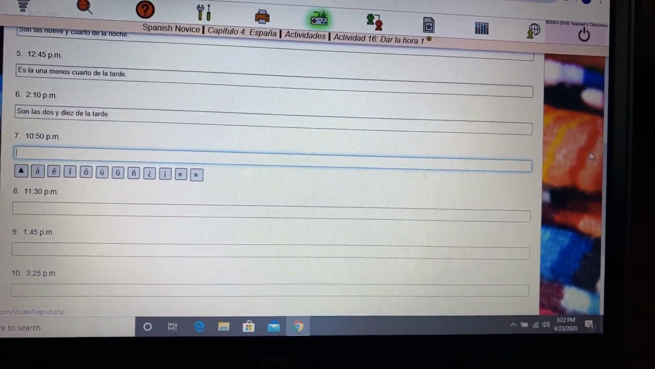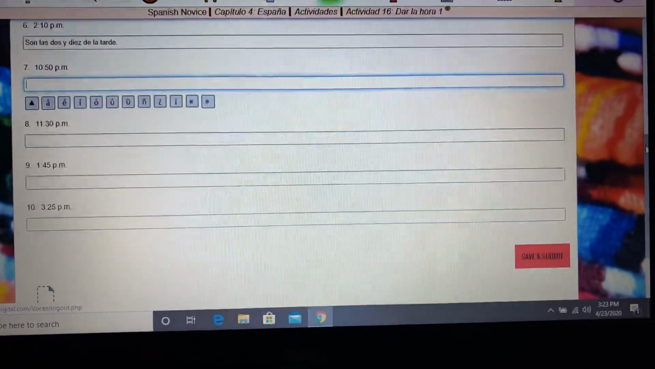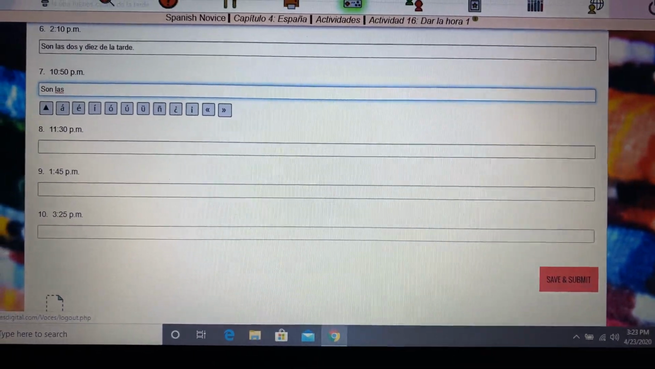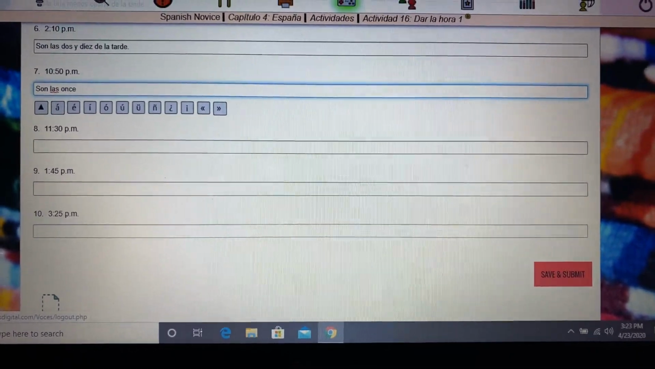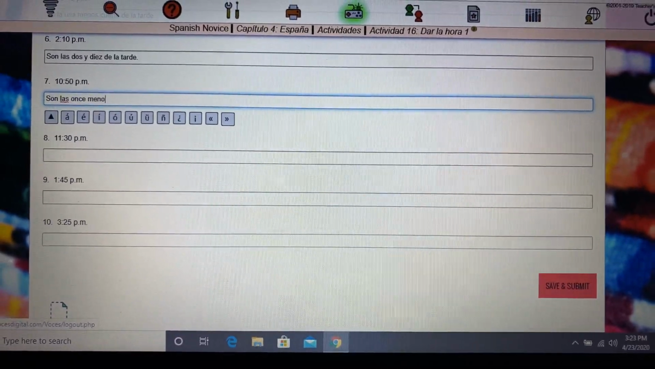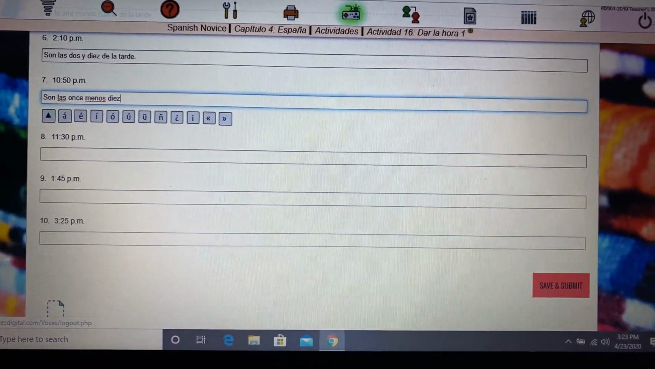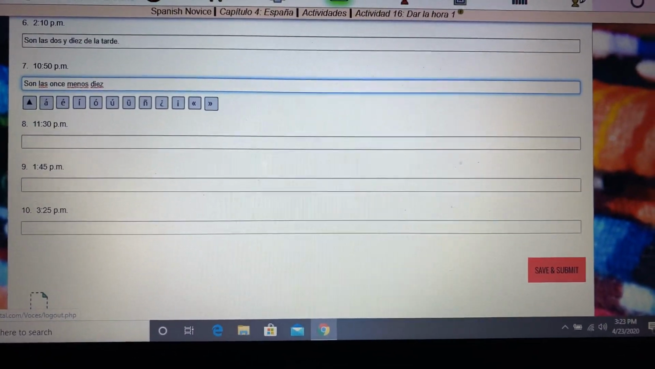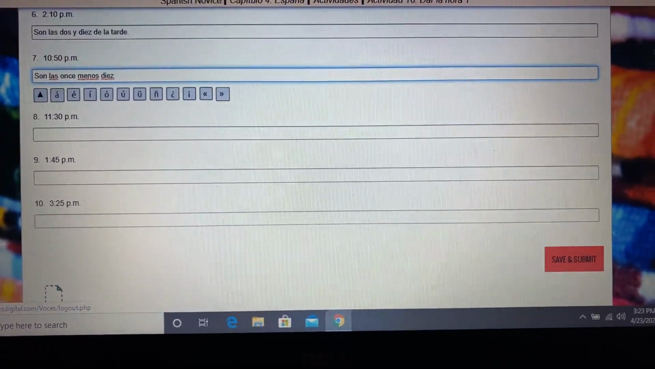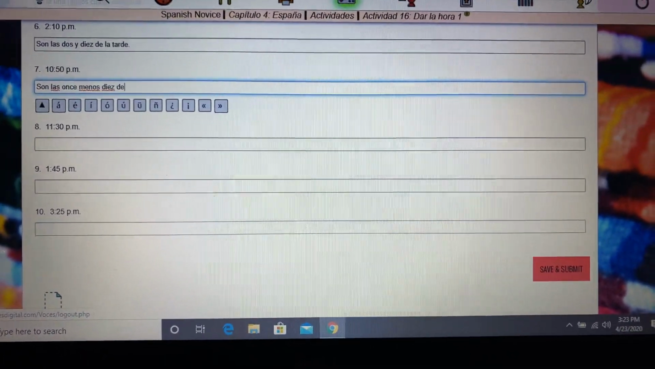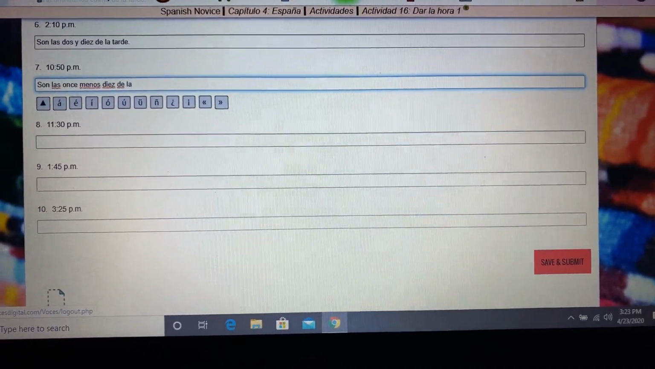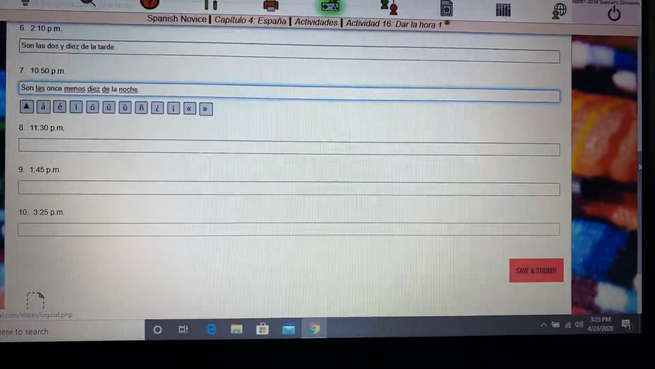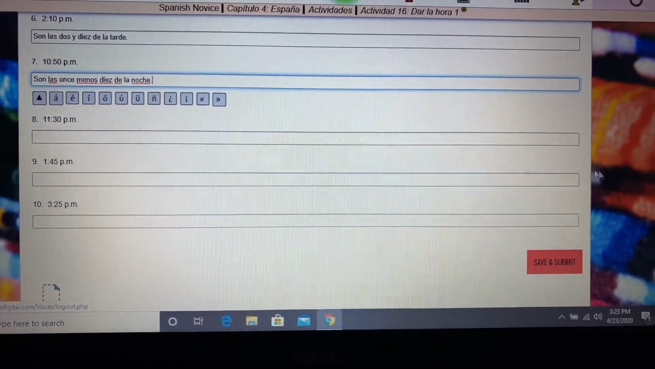Okay, 10:50. Here we go. Here's one where I have to bump up to the next hour and then subtract. Son las, one up from 10 is 11. We're subtracting. Menos 10. Because we're saying it's 11 minus 10 minutes, which would be the same as saying 10 and 50 minutes. Son las 11 menos 10, and that's at night. De la noche. PM would be in the evening time, okay? So son las 11 menos 10 de la noche.